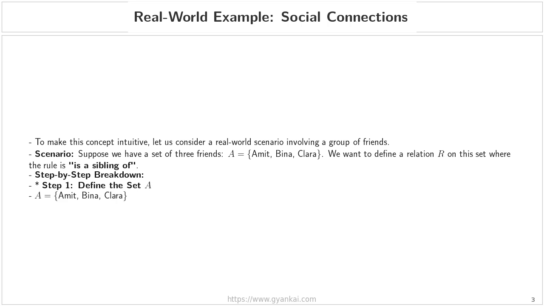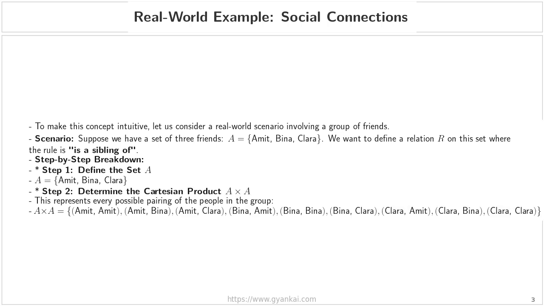First, step 1. We define our set A as mentioned, set A equals the set containing Amit, Bina, and Clara. Next, step 2. We need to determine the Cartesian product of A with A, written as A cross A. Remember from our previous discussion that the Cartesian product is the set of all possible ordered pairs. In this context, it represents every possible pairing of the people in our group. So A cross A includes Amit paired with Amit, Amit with Bina, Amit with Clara, Bina with Amit, Bina with Bina, Bina with Clara, Clara with Amit, Clara with Bina, and finally, Clara with Clara.